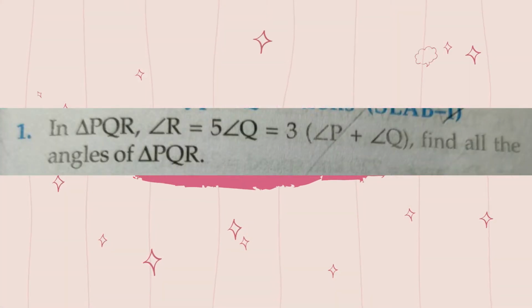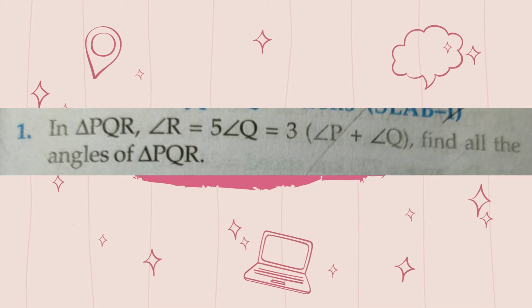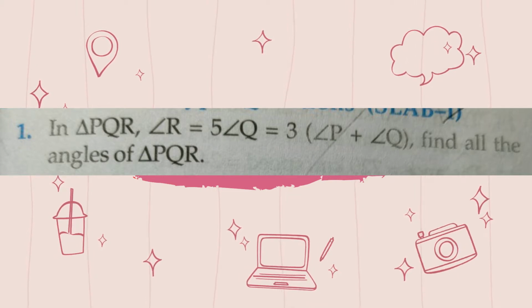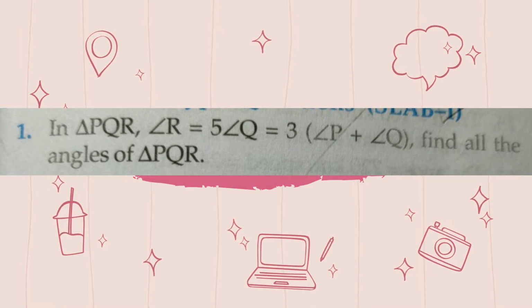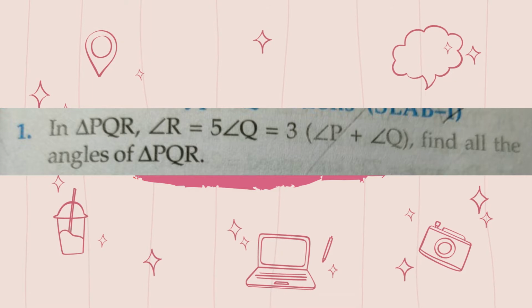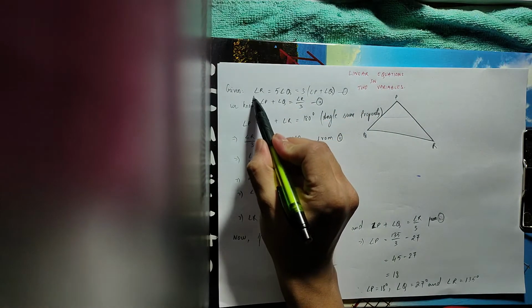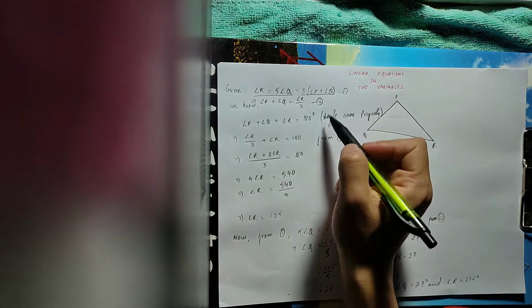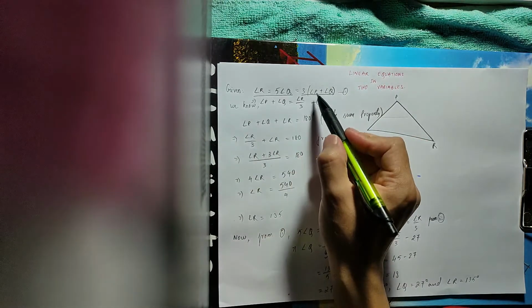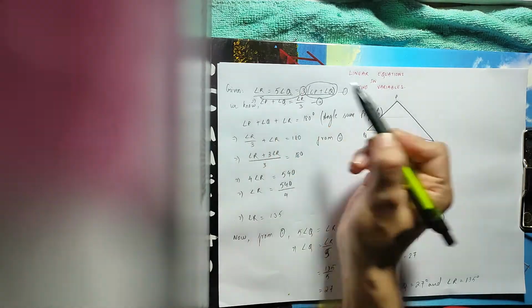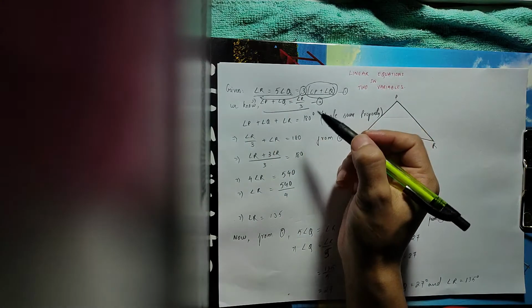Let us see the first question shown on the screen. In triangle PQR, angle R is equal to 5 angle Q, which is equal to 3 times P plus Q. Find all the angles of triangle PQR. So it is given that angle R is equal to 5 times angle Q, which is equal to 3 times the sum of angle P plus Q. If you solve this, from here angle P plus Q will become R divided by 3. Okay, so this is what you'll get.